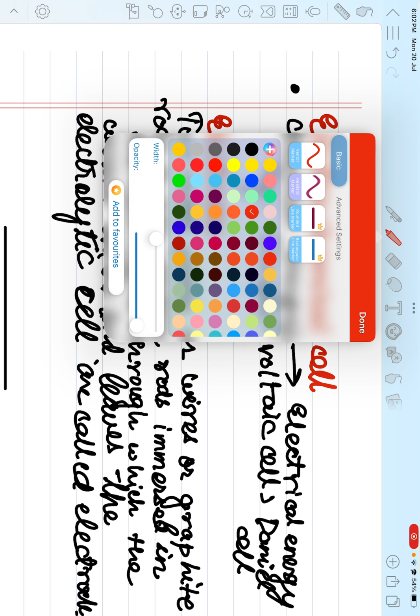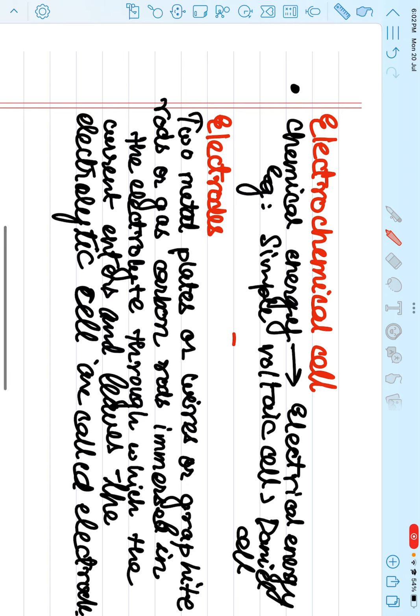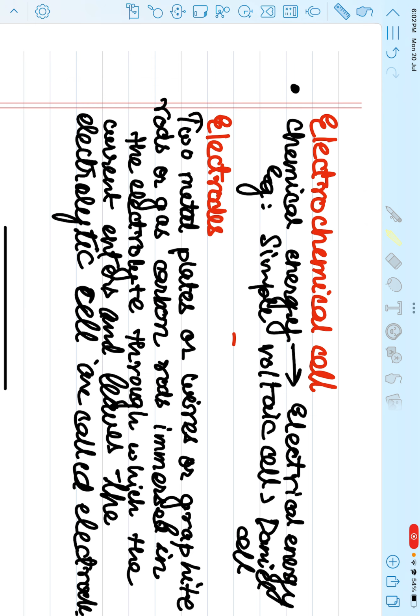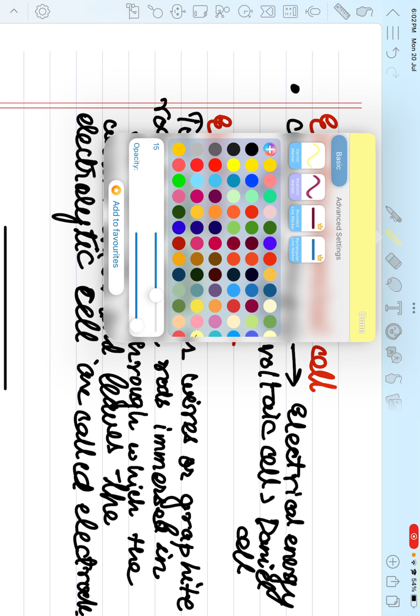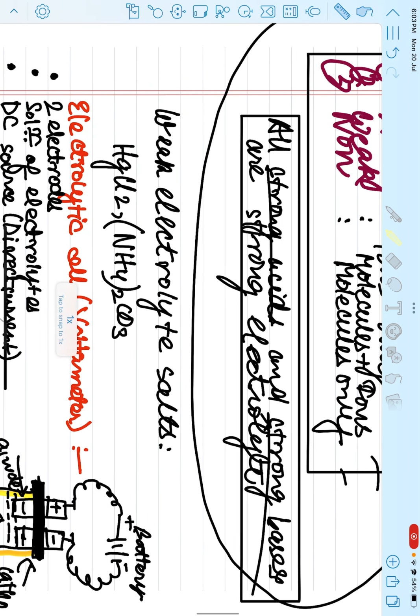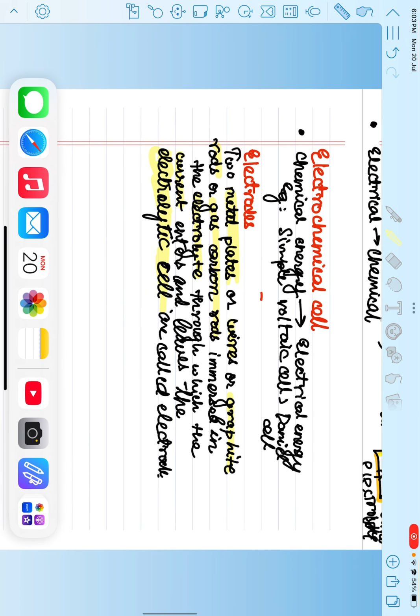So let us just highlight what are the important points over here. Very, very important to highlight all the important points over here because it is a very important place. So two metal plates, you have to mention this first. There are two metal plates or wires or graphite rods or gas carbon rods which are immersed in the electrolyte through which the electric current enters and leaves the electrolytic cell. That is basically what is called the electrodes. So now we have understood the definition of electrodes, electrolytic cell, electrodes, okay, then electrolyte.